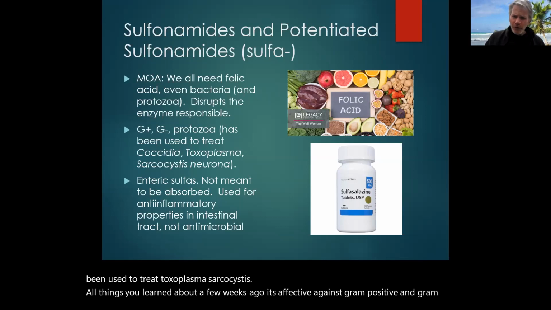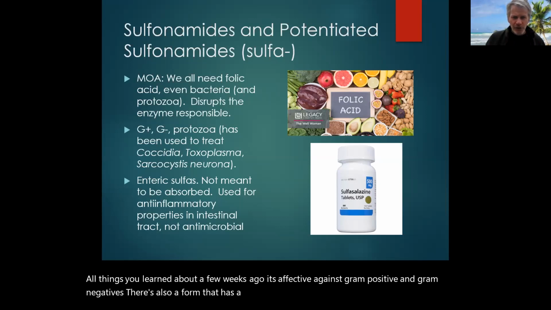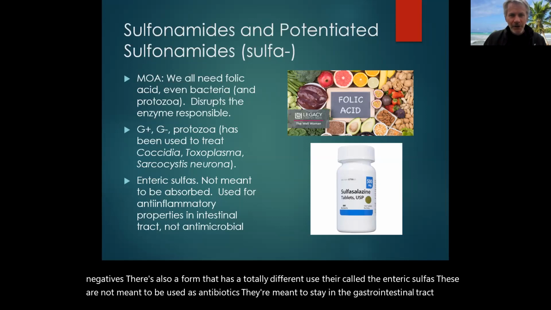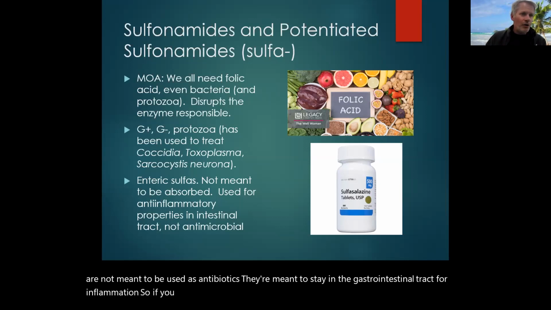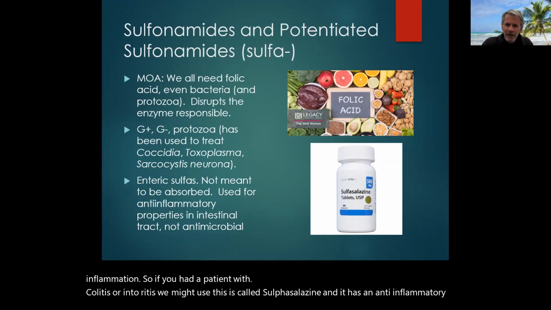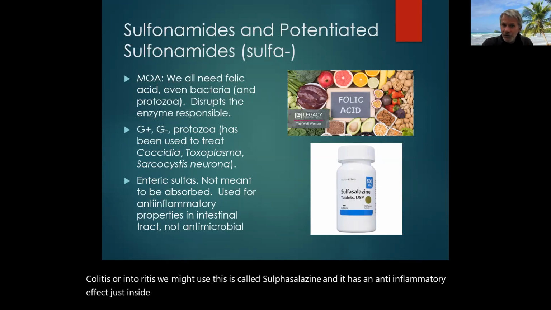There's also a form that has a totally different use. They're called the enteric sulfas. These are not meant to be used as antibiotics. They're meant to stay in the gastrointestinal tract for inflammation. So if you had a patient with colitis or enteritis, we might use this. It's called sulfasalazine, and it has an anti-inflammatory effect just inside the intestines.